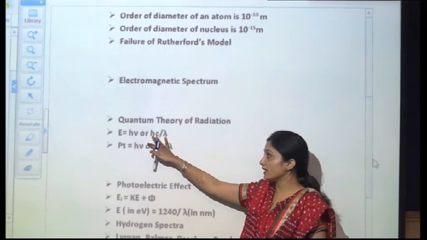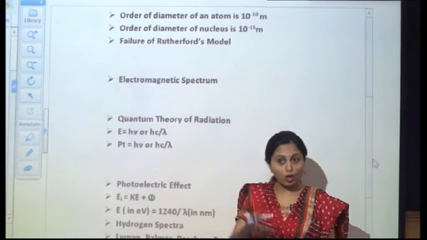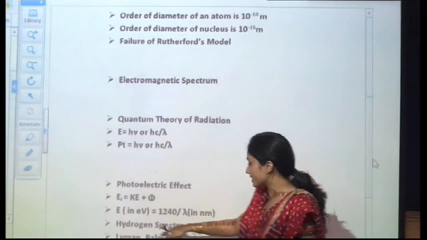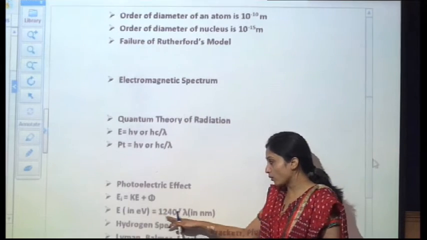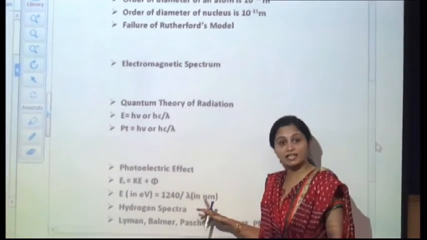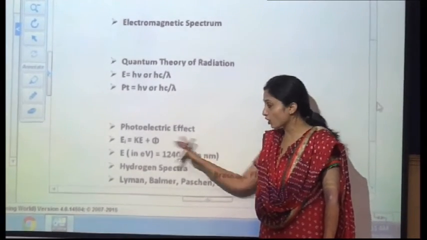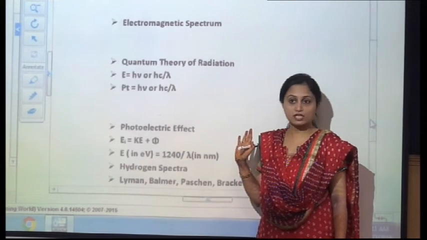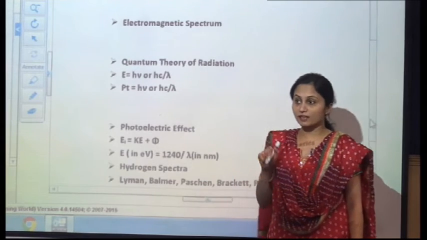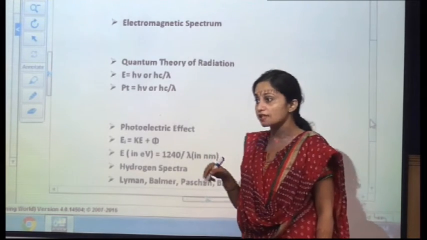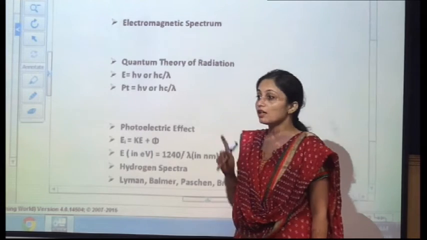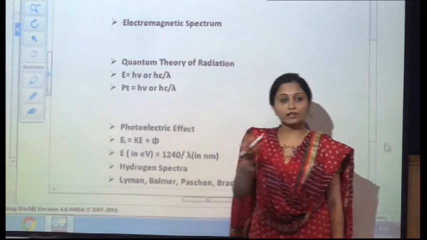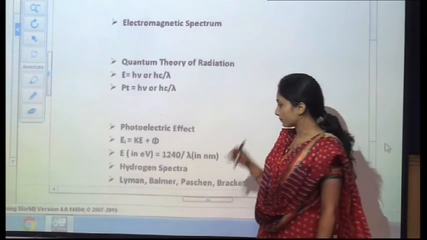If I talk about electron volts, then I can calculate my energy as 1240 upon lambda in nanometers, and then your energy will be calculated in electron volts. This also is clear to everyone. You remember this value. What is your delta E equal to? It is equal to 1240 upon lambda. Remember that this lambda we are expecting to be in nanometers to give your energy in electron volts.